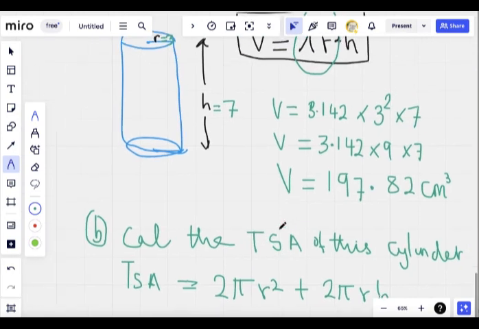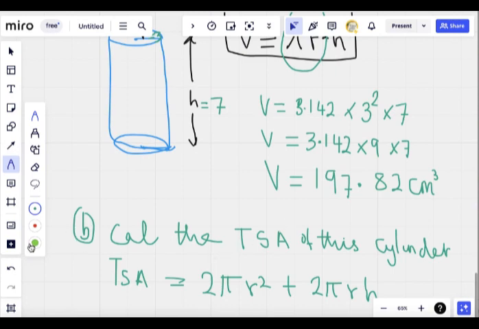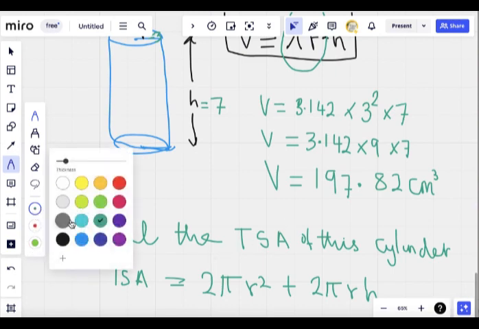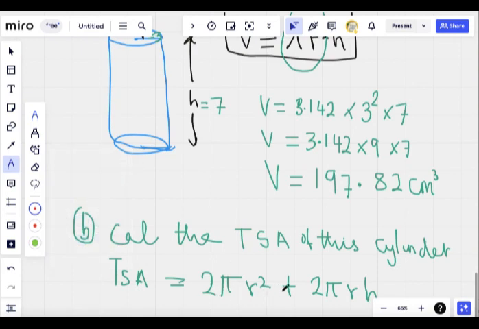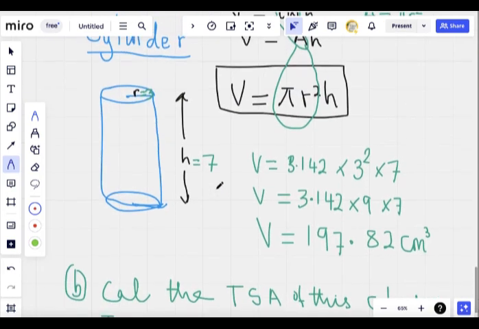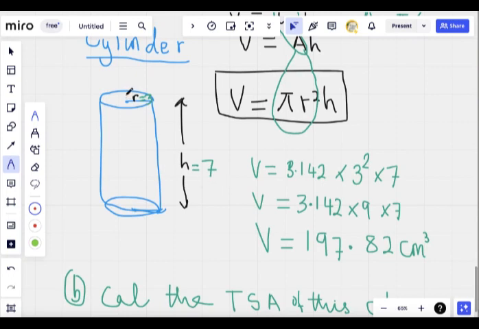Why? First of all, let's explain this 2 pi r squared. How do we get this 2 pi r squared? You can factorize this, you can simplify this, and I will come to that, how we factorize this and reduce the formula. Now, for total surface area, you must calculate the area of any face that is given to you. There are two circular faces.